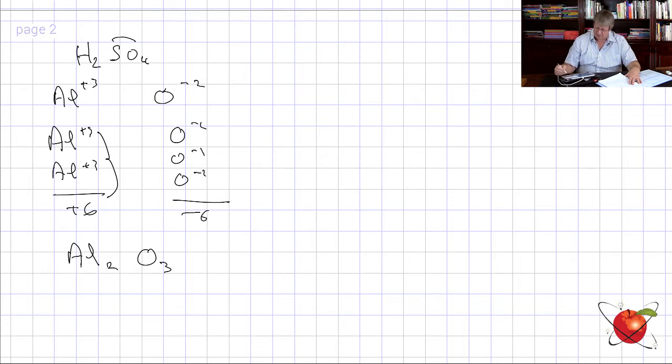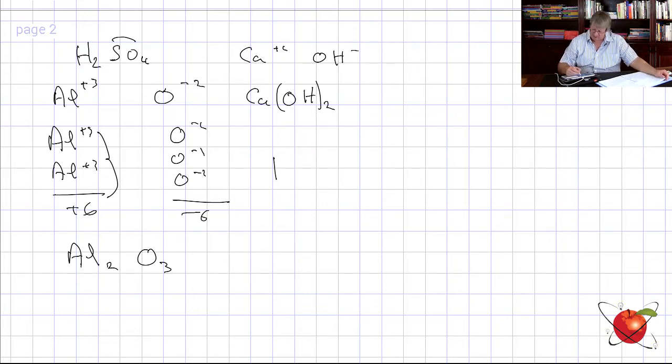Calcium hydroxide. Ca is +2. OH, the hydroxide, is -1. So you've got Ca and OH, but you need 2 of those hydroxide ions to balance it. Phosphorus(V) oxide: we go phosphorus 5 oxide and we get P2O5.